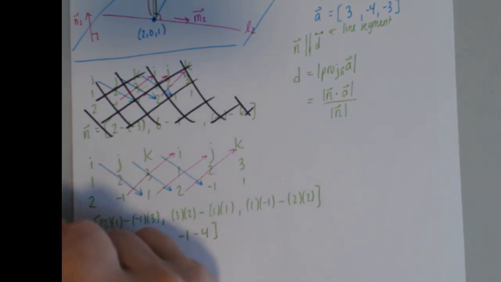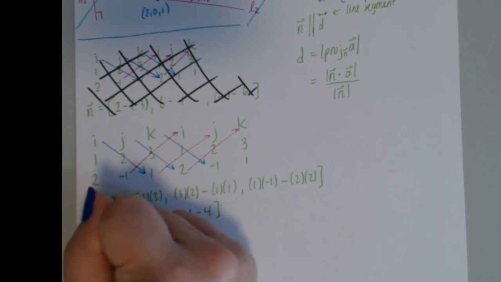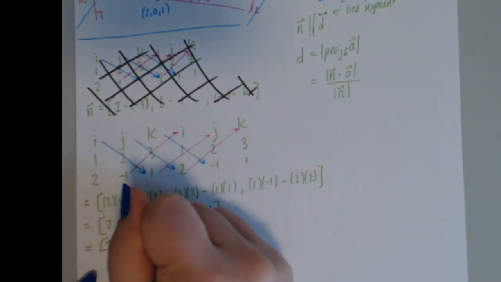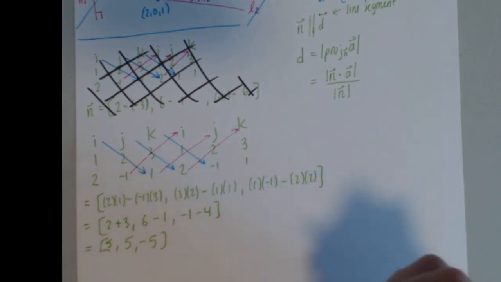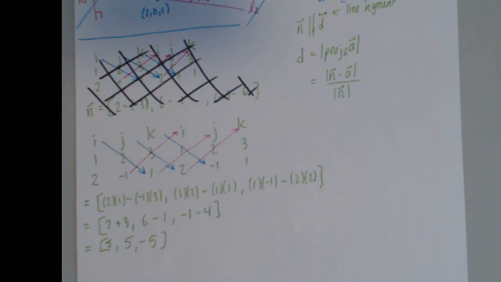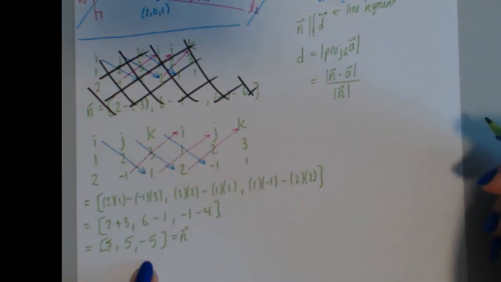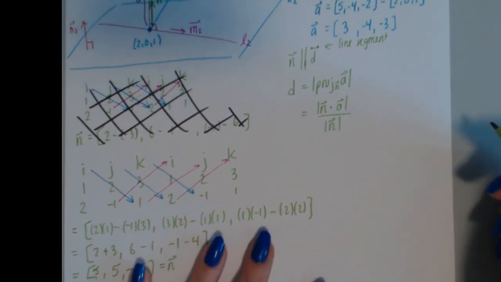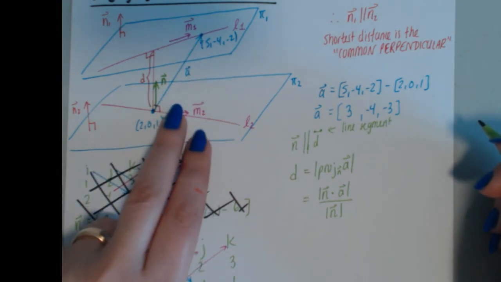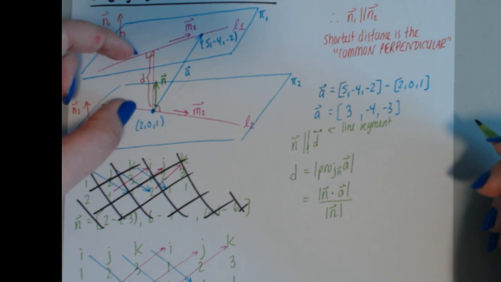All right, much better. 2 plus 3 is 5. 6 minus 1 is 5. Negative 1 minus 4, that's negative 5. Interesting number that we're coming up with, or interesting vector. 5, 5, minus 5. All right, so that is our normal vector. Remember, this is a vector that is perpendicular to both m2 and m1. So by definition, if it's perpendicular to m2, then if I take the projection of A onto it, I will be able to get its magnitude, which is the length d.